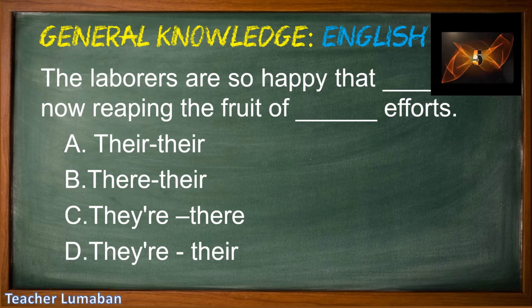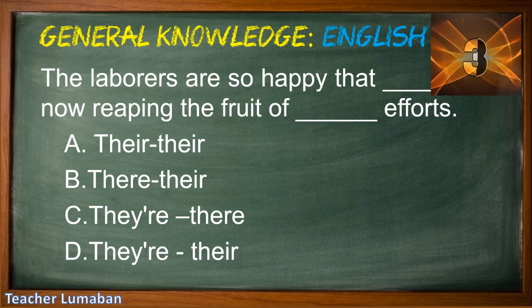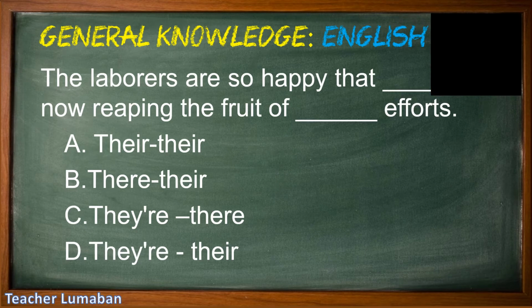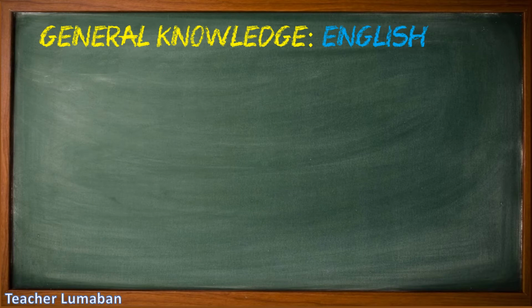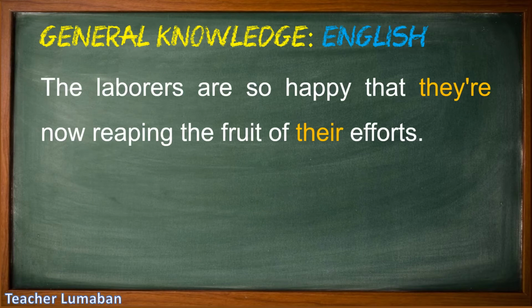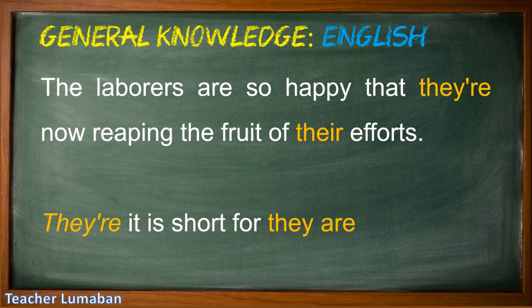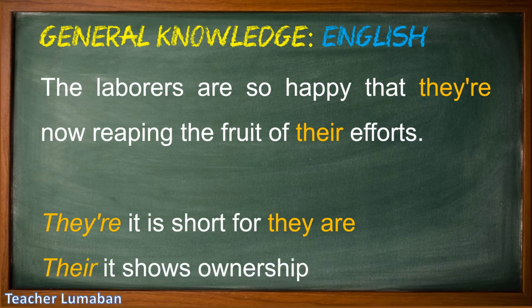5, 4, 3, 2, 1. The correct answer is letter D. There. The laborers are so happy that they're now reaping the fruit of their efforts. They're is short for they are. Their shows ownership.